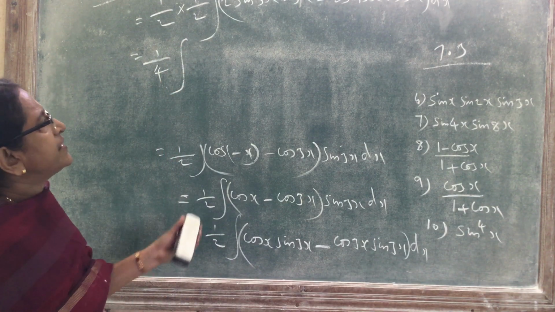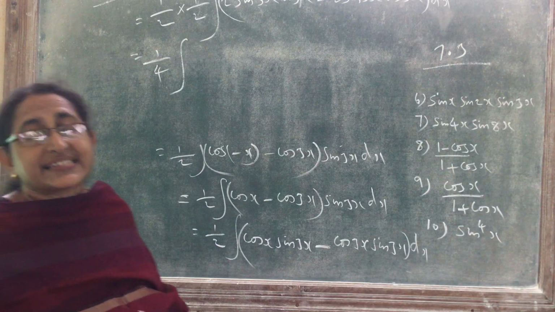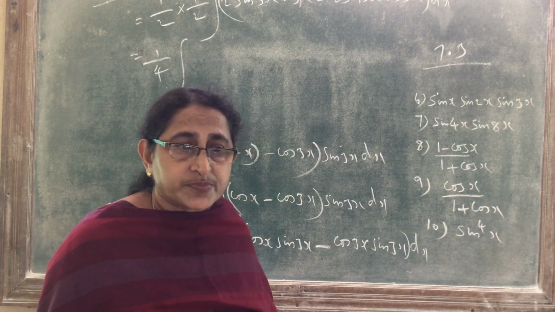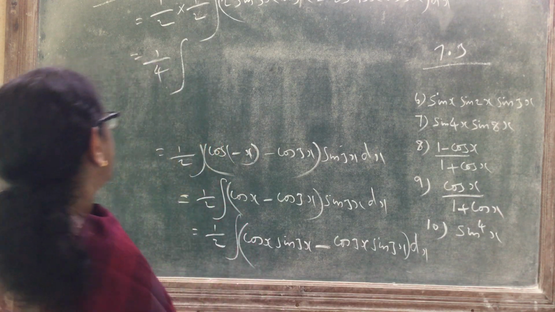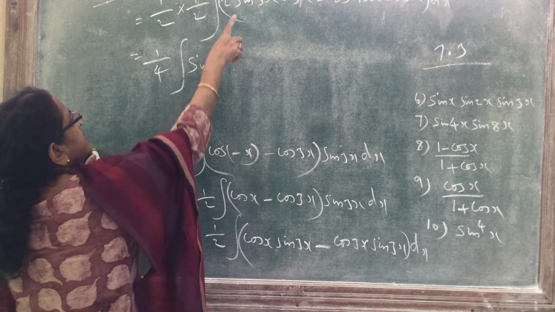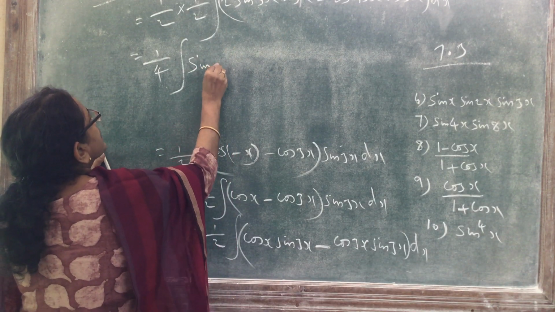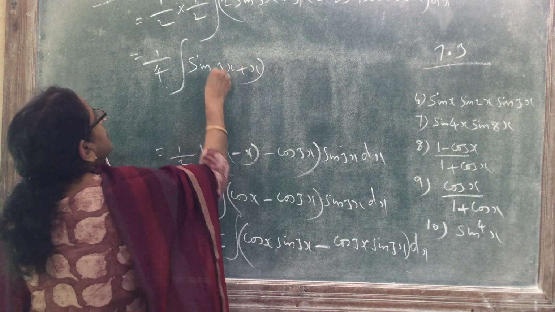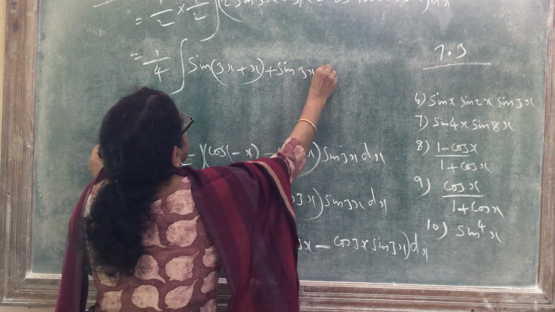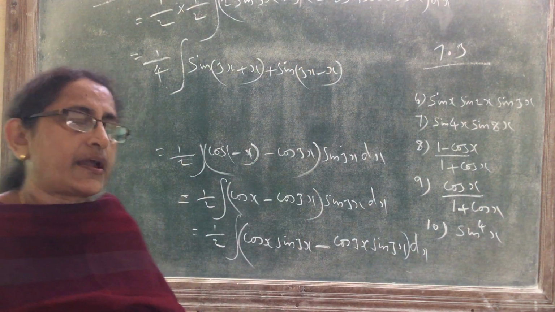Now we are going to apply the formula. 2 sin a cos b. What is the formula for 2 sin a cos b? Sin a plus b plus sin a minus b. Remember the formula: 2 sin a cos b equals sin a plus b plus sin a minus b. Apply that formula. Sin a plus b, that is 3x plus x, plus sin a minus b.